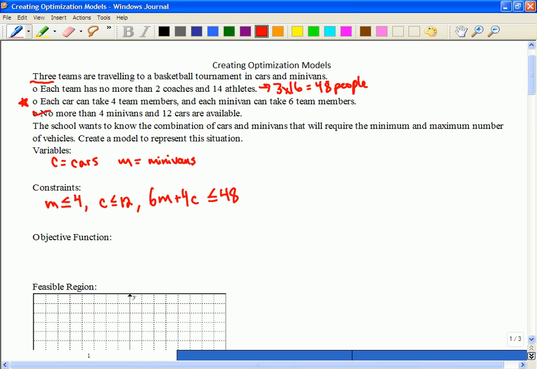Now, what are we trying to optimize here? Find the minimum or maximum amount of the number. Well, let's not use the word cars, because vehicles, yeah. So the objective function here would be the number of vehicles is minivans plus cars, and we're looking for the largest or smallest value in this function. So out of all the possible combinations we come up with, the ones we want are the largest and smallest.